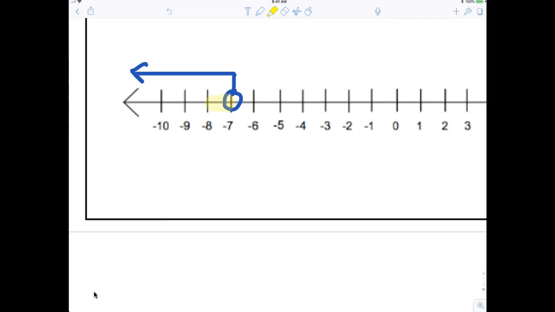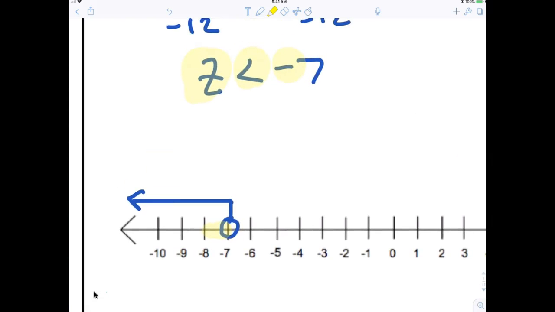That's why it's an open circle. -8 is not the first number less than -7. So it's an open circle whenever there's not an equal to sign. Do you understand that's the equal sign? That would be the symbol for less than or equal to, which would cause it to be closed. Because there is no equal sign, it is not closed.